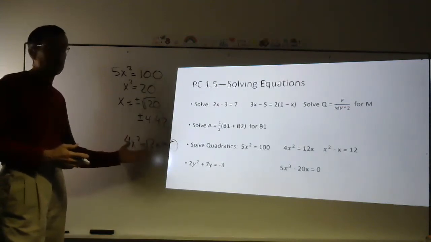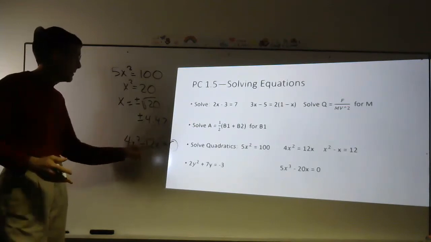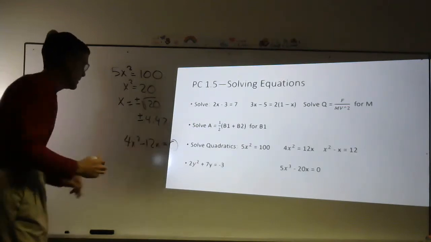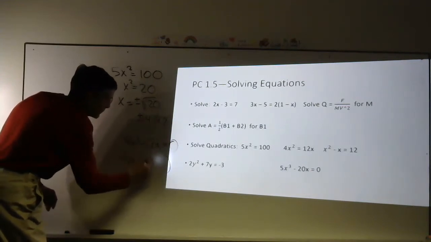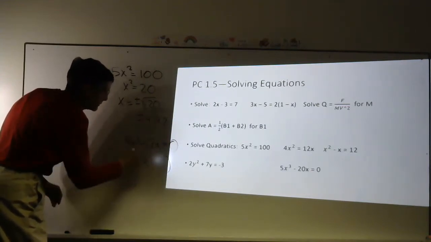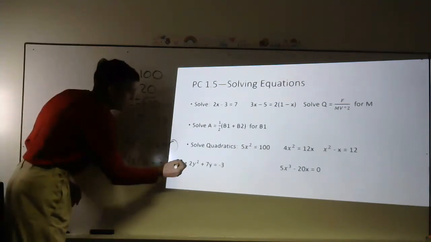How about we try factoring? First rule of factoring. What is common? I can take a 4 out and I can take an x out. Let's do it. Taking the 4 out, there's an x left. Take a 4 out of this. Minus 3 is equal to 0.